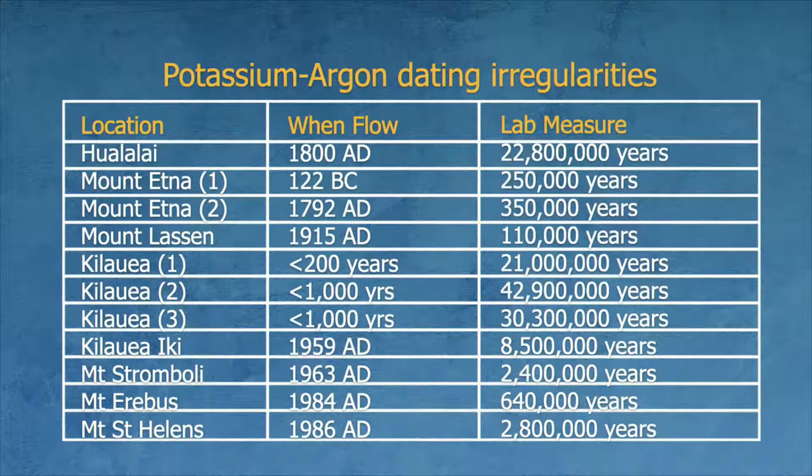And you can see here what these age differences are, right? So Mount Lassen was dated 110,000 years old, when really, if they dated it right now, it'd only be about 100 years old, right? So why are there these super old dates for these lava flows that erupted recently?